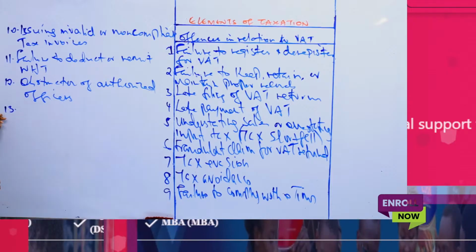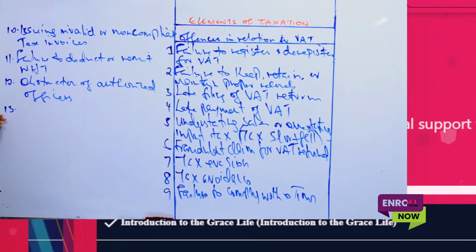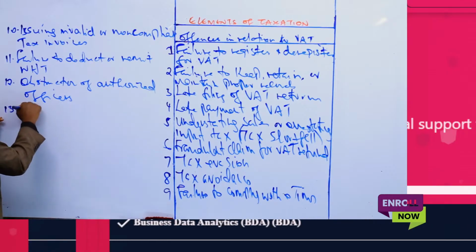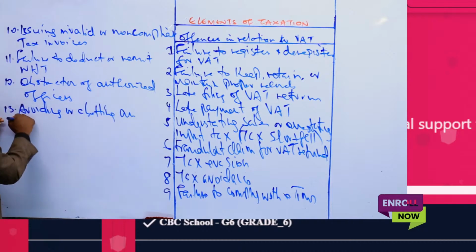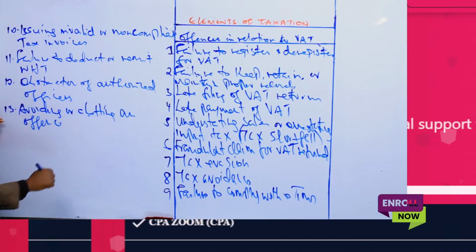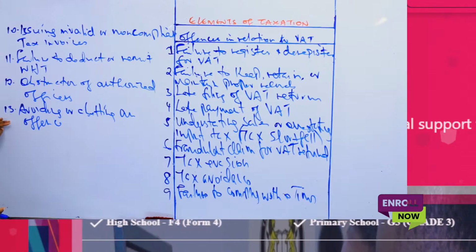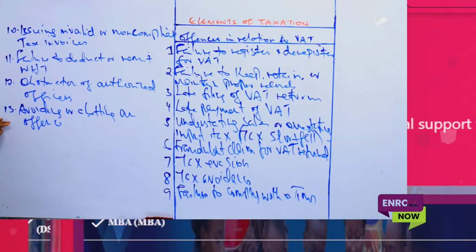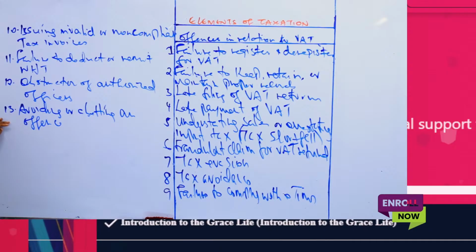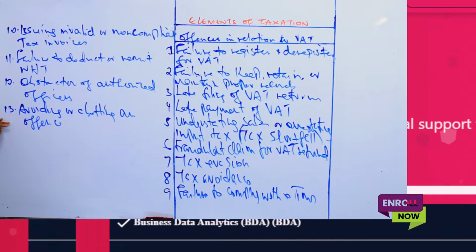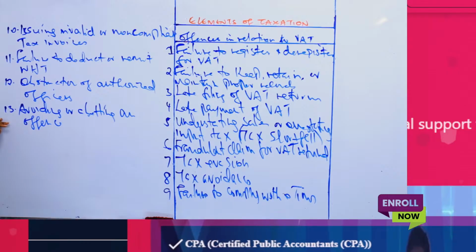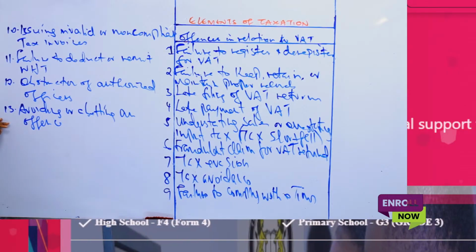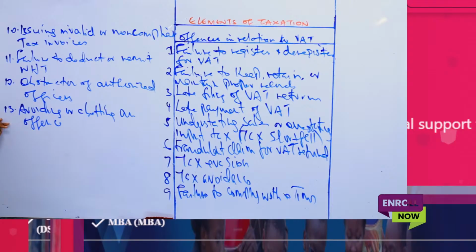Offense number 13 is avoiding or abetting an offense. That means assisting, inciting, or inducing another person to commit a VAT-related offense. And the penalty is that the person who does so is liable for the same sanctions as the offense committed.